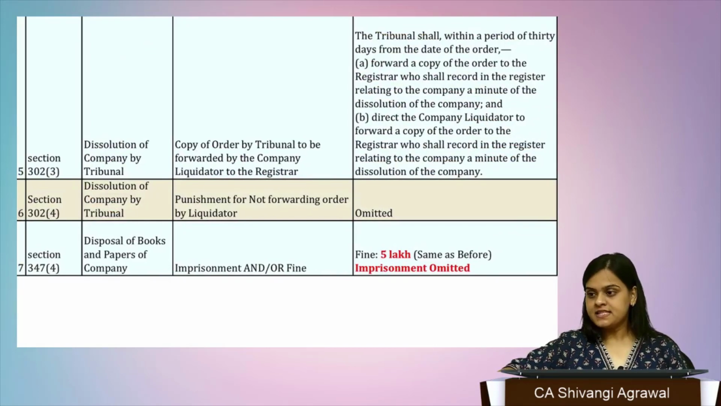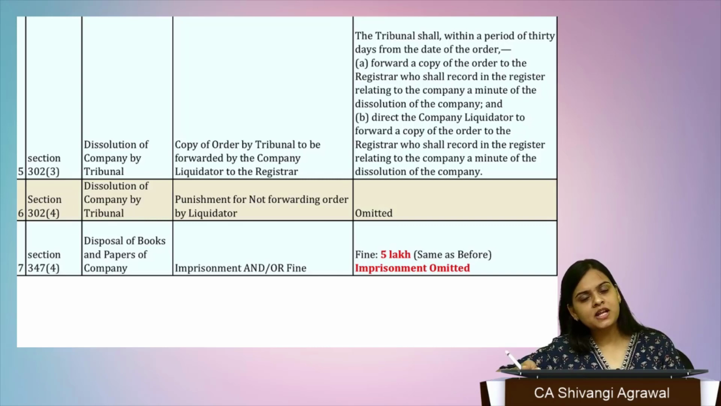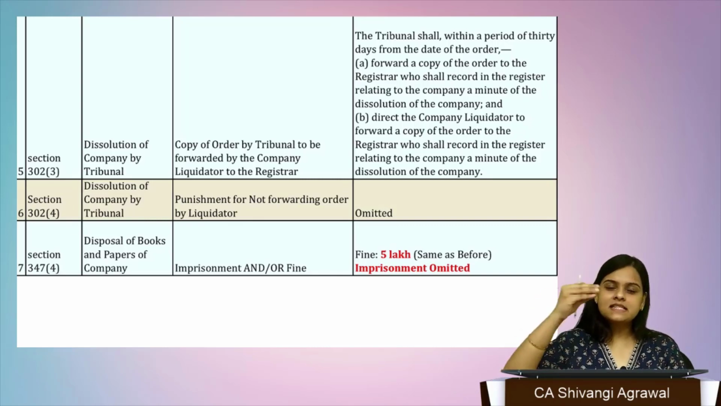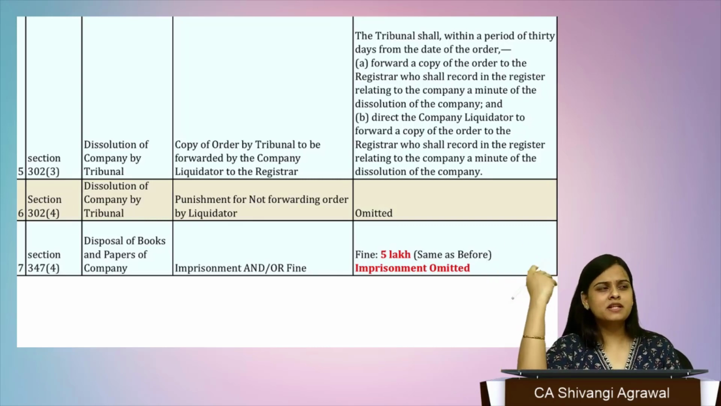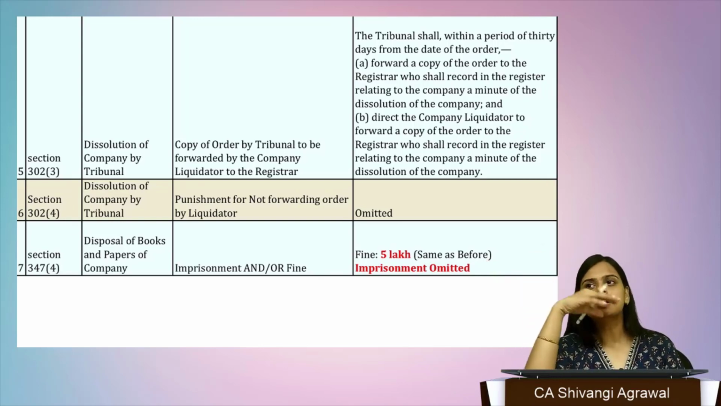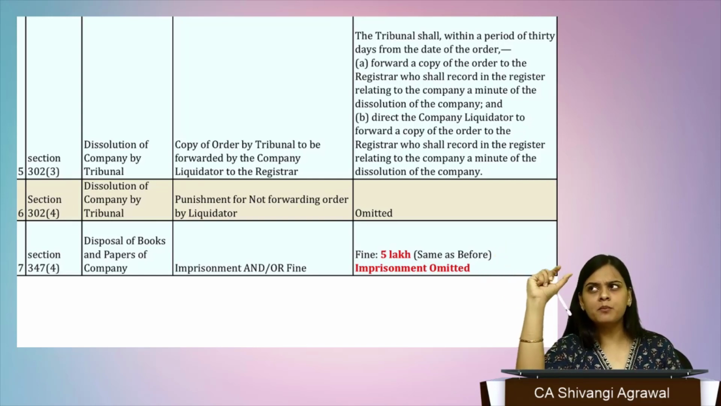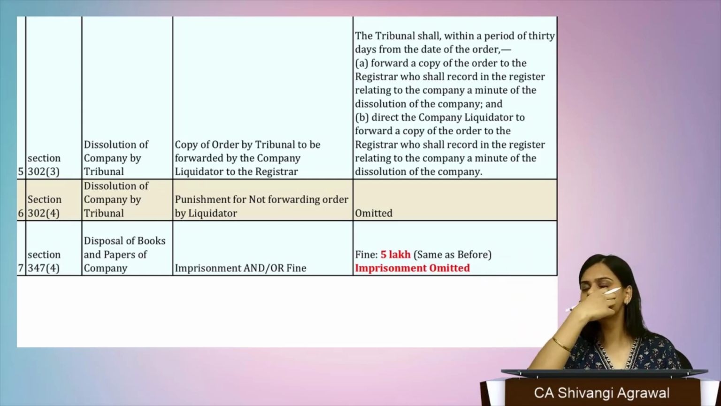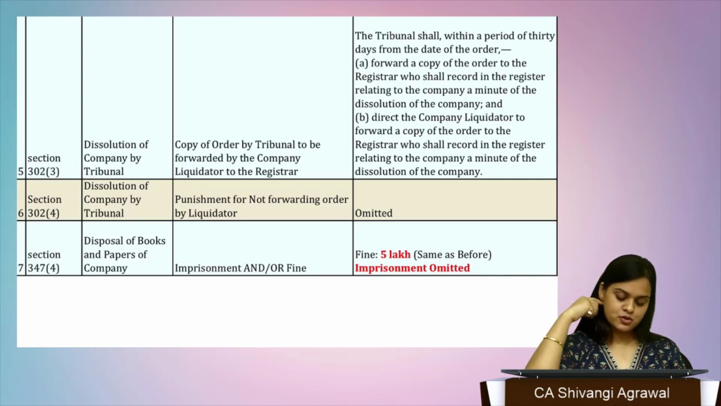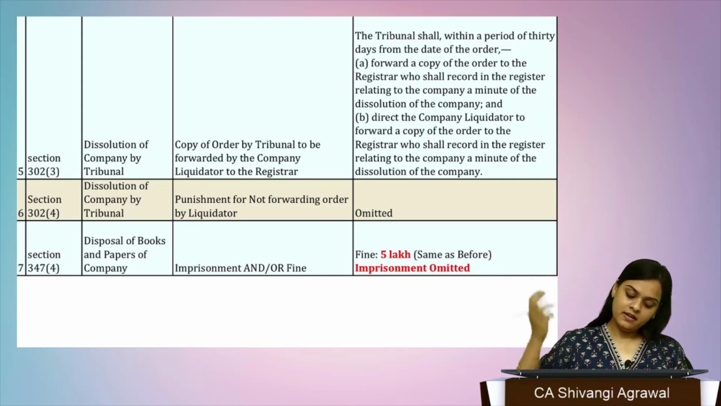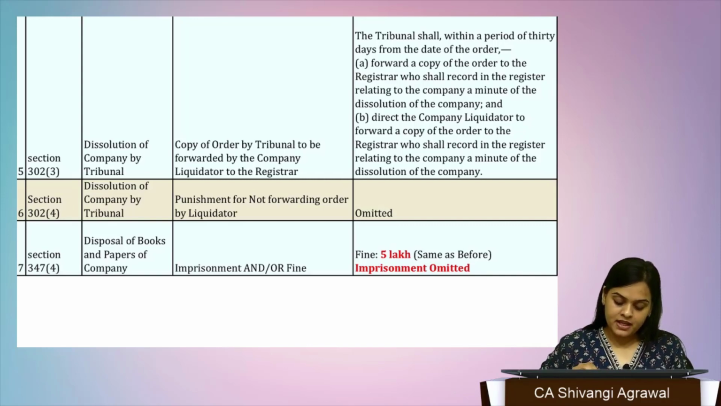Next section, section 302, which talks about the dissolution of a company by the tribunal. When does dissolution happen? After winding up. So all the assets have been sold, the liabilities have been paid off. Now it's just to remove the existence of the company, that the company needs to be dissolved. No more will there be a company in this name as a separate legal entity and like things, right? So dissolution.